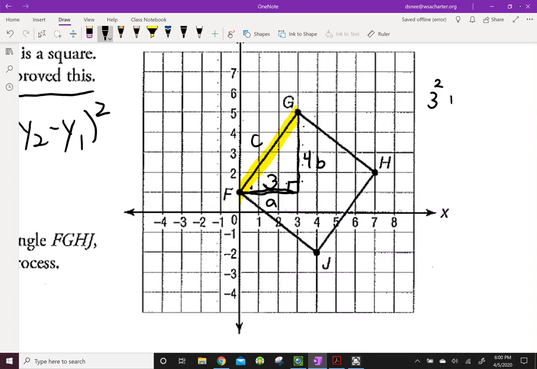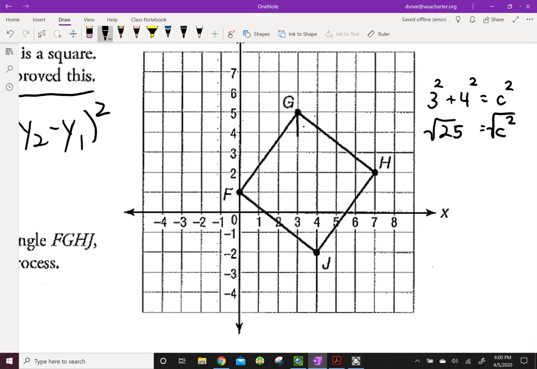is 9, and 4 squared is 16, and that equals 25. And the square root of 25 is 5, right? So this side length, C, is equal to 5, right? If I make a right angle in there, if I make a right triangle in there. And then I can do the same thing on these other sides, okay?